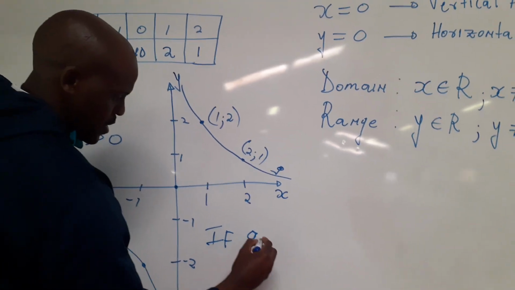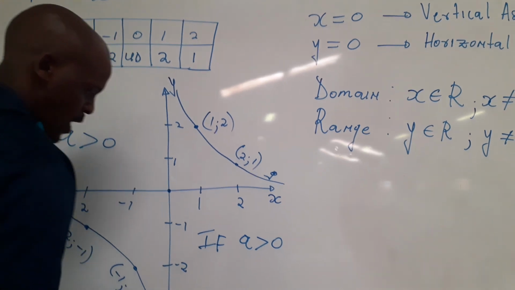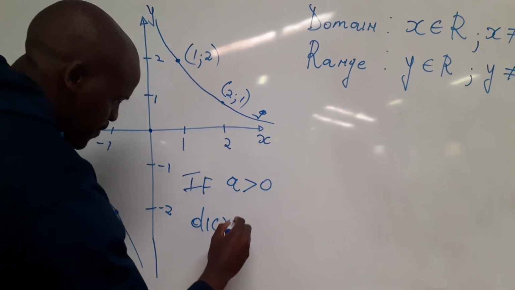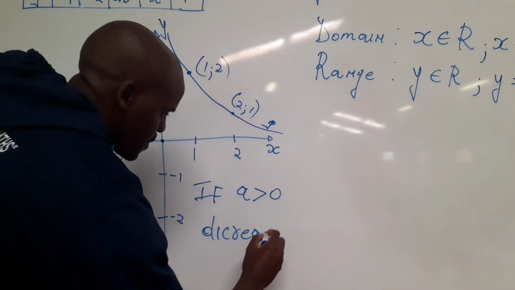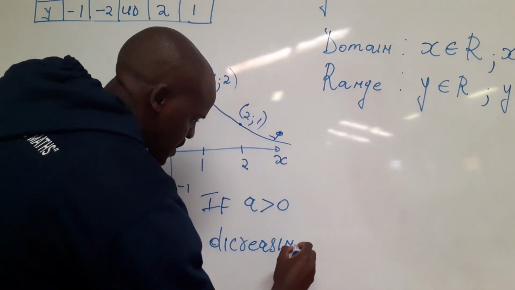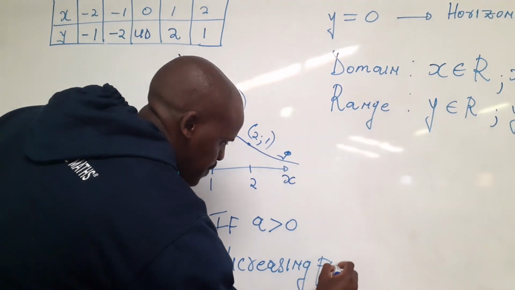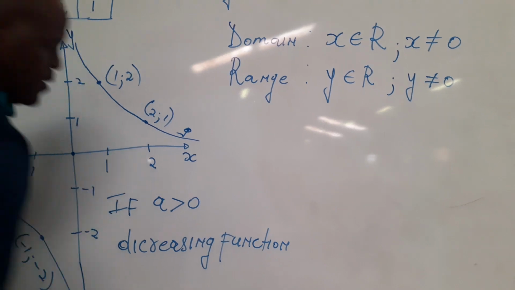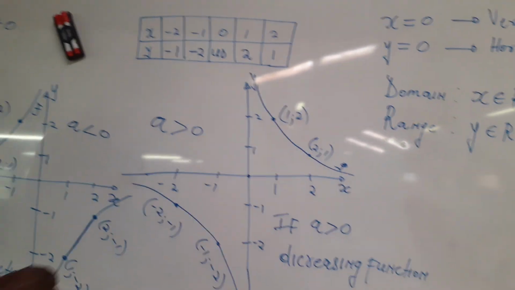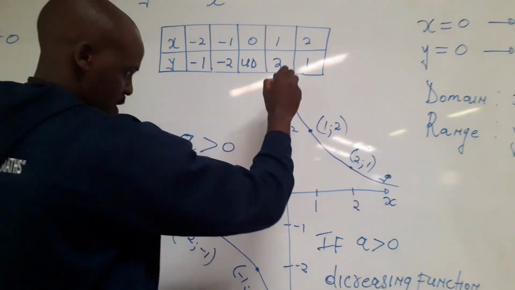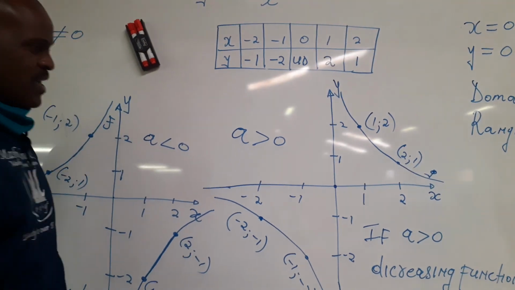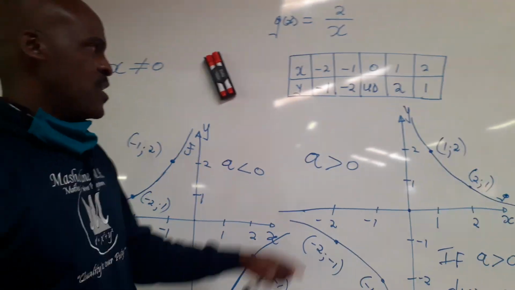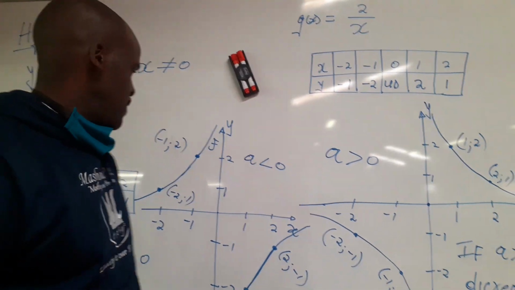if a is positive, our function will be decreasing. That's a decreasing function. Right. This function is decreasing. We are saying it's a decreasing function simply because as x increases, y is going down.